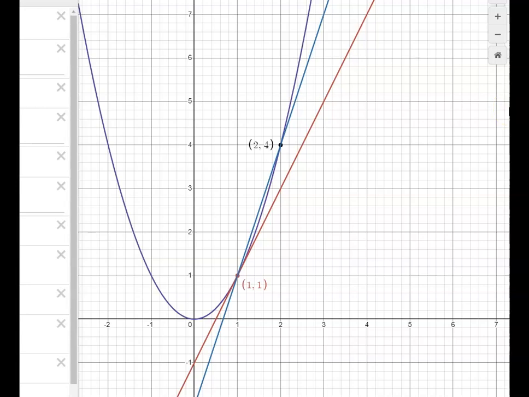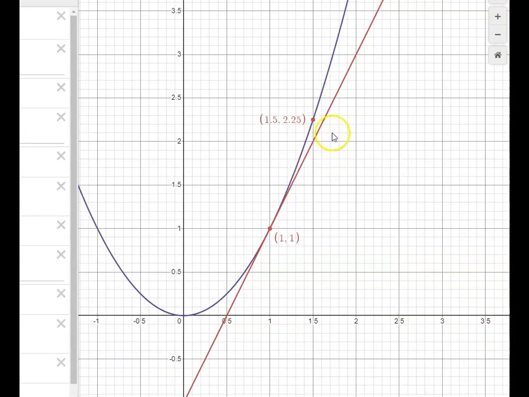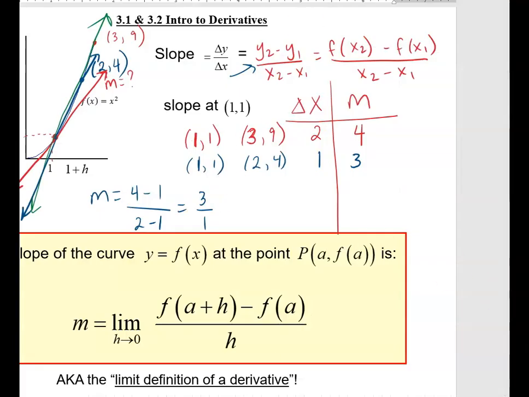So what I'm going to do is move the points a little closer together yet. So this time, I'm going to use the point 1.5, 2.25. So that's a point on the parabola. And what I want to do now is estimate the slope of the tangent line by calculating the slope of the line between those 2 points. So let me go back to my notes here. Let me make a little bit of space.